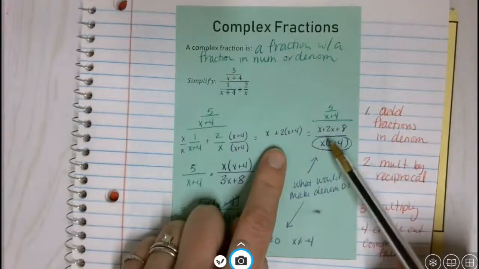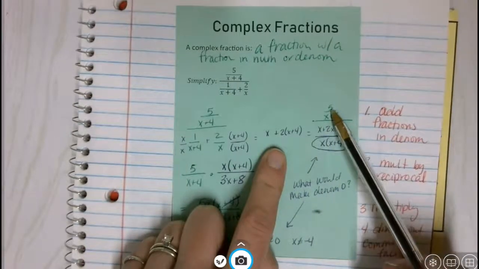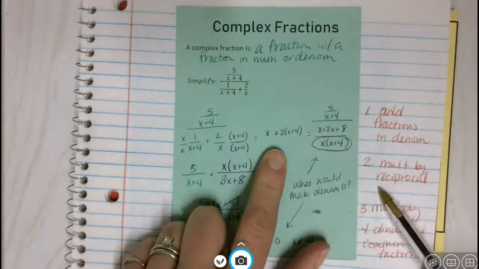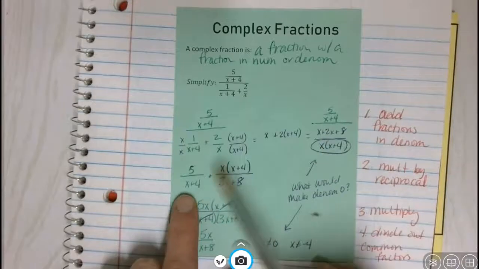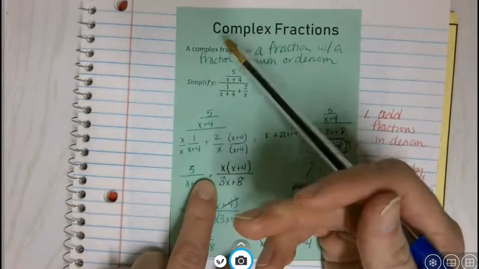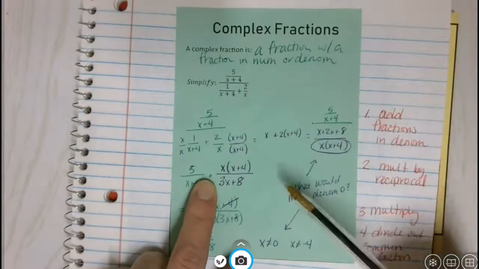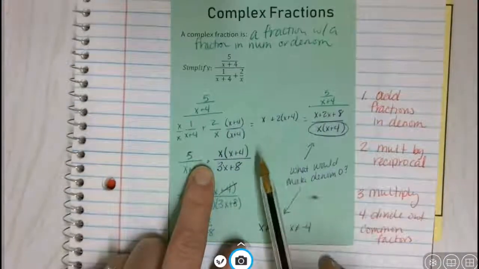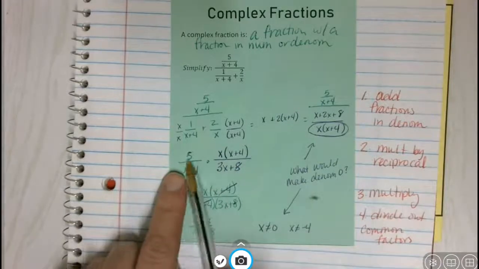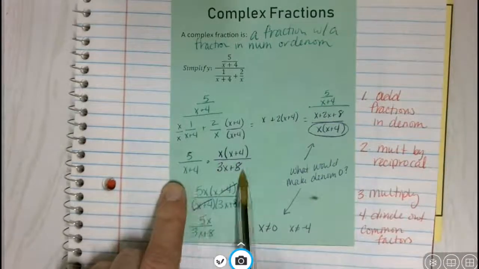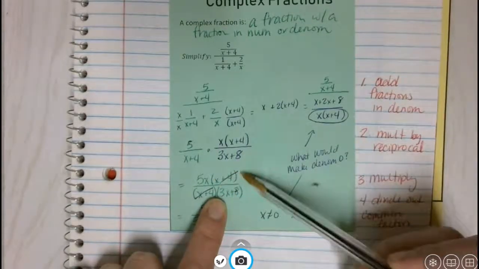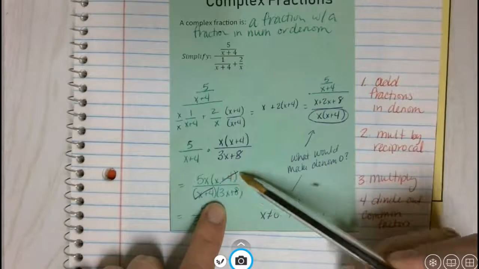So now I have just one fraction in the numerator and one fraction in the denominator. So the second step I do is I multiply by the reciprocal. So I leave the numerator alone, and I flip the bottom fraction, and then I can multiply. Okay, and I follow my rules for multiplication. So I just multiply straight across the numerator, and I multiply across the denominator, which ends up down here. So I have 5x times the quantity x plus 4, and then I have x plus 4 times 3x plus 8.